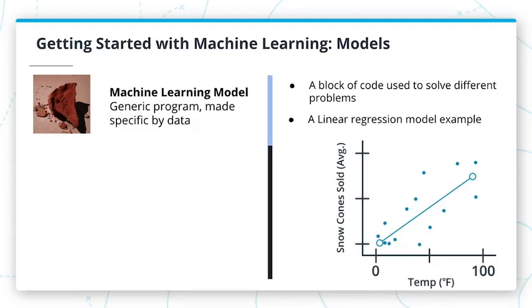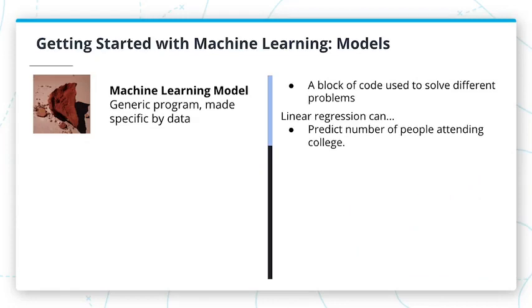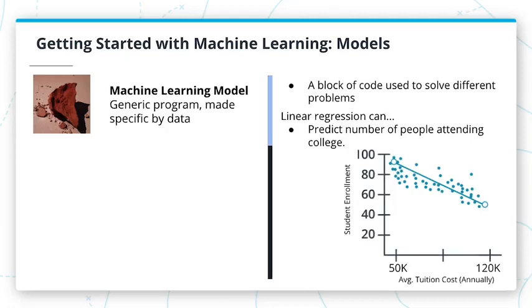Our model here predicts that as the temperature increases, you will sell more snow cones. A model can also be used to predict how the number of people who attend college changes based on the cost of admissions. In this example, our model predicts that as the cost of tuition increases, the number of people attending college will decrease. But how does this model do this work? That is what model training is for.